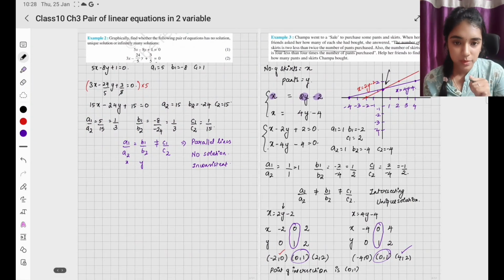With this, we are done with the example questions. Let's move on to exercise questions. Okay? நிறைய questions solve பண்ணுங்க. ரொம்ப easy chapter. Okay?